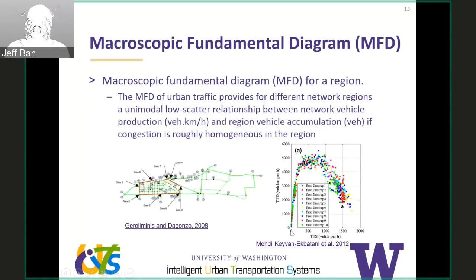So as you have more vehicles in the region, the exit flow from the region increases. But once the region gets congested, then as you have more vehicles jammed in the region, the outflow gets reduced, right? It's similar to the congested and uncongested regimes at a single point on a traditional fundamental diagram.